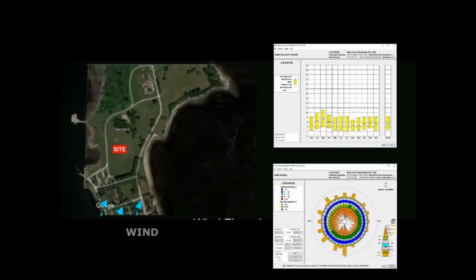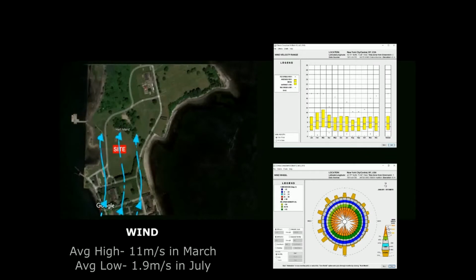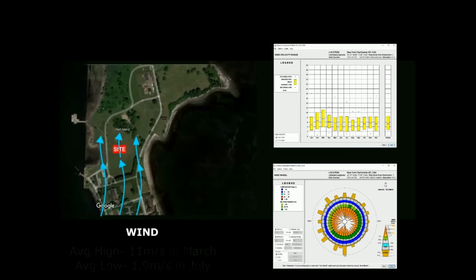The following shows the wind rose diagram and wind velocity. It shows that the prevailing direction is from the south and the average high reaches 11 meters per second in March and the average low 1.9 in July.